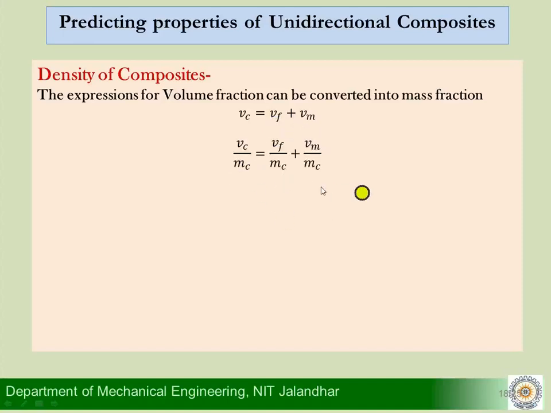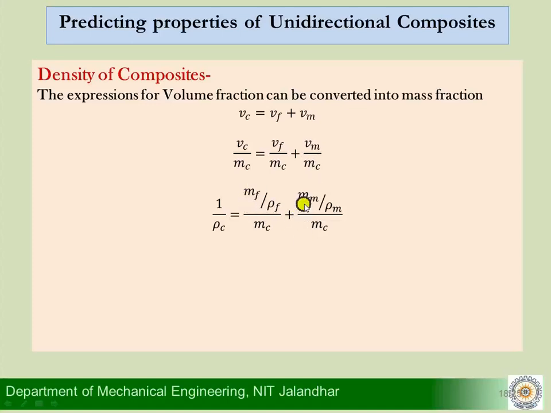When I divide this whole expression by the total mass of the composite, I write the second expression. Vc upon mc can be simply written as 1 upon rho c, because rho c is nothing but mass per unit volume, mc upon vc. Now this is vf upon mc, and what is vf? Vf is nothing but mf upon rho f.